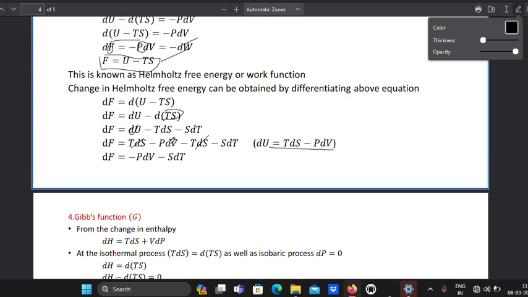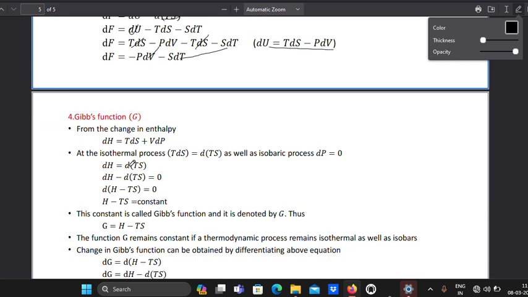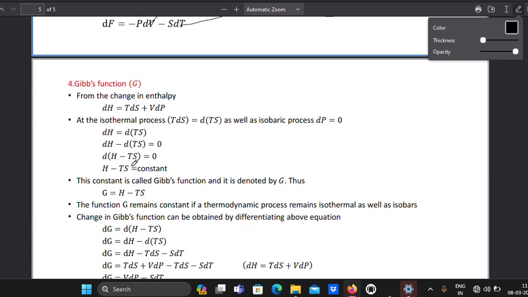So finally what we got? Minus PdV and minus SdT we got. So dF is equal to minus PdV minus SdT. It is the change in Helmholtz function. And the last one is the Gibbs function. It is the Gibbs one.